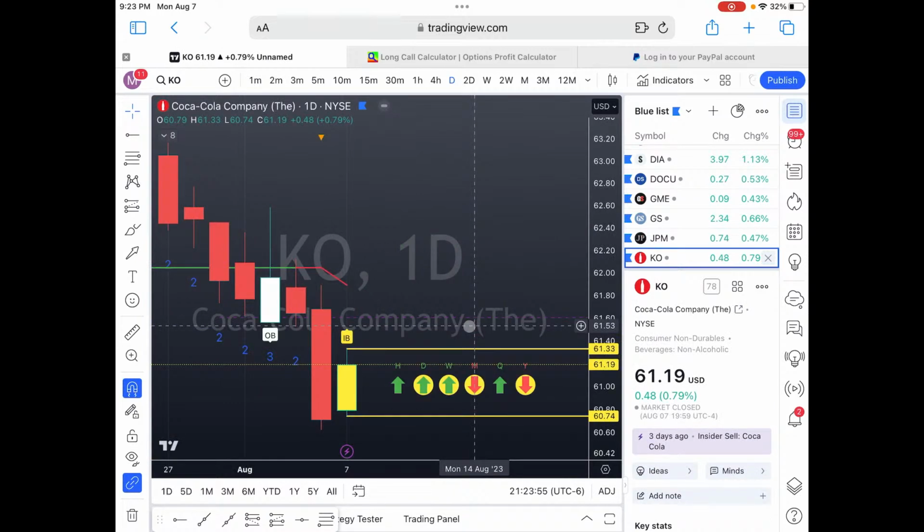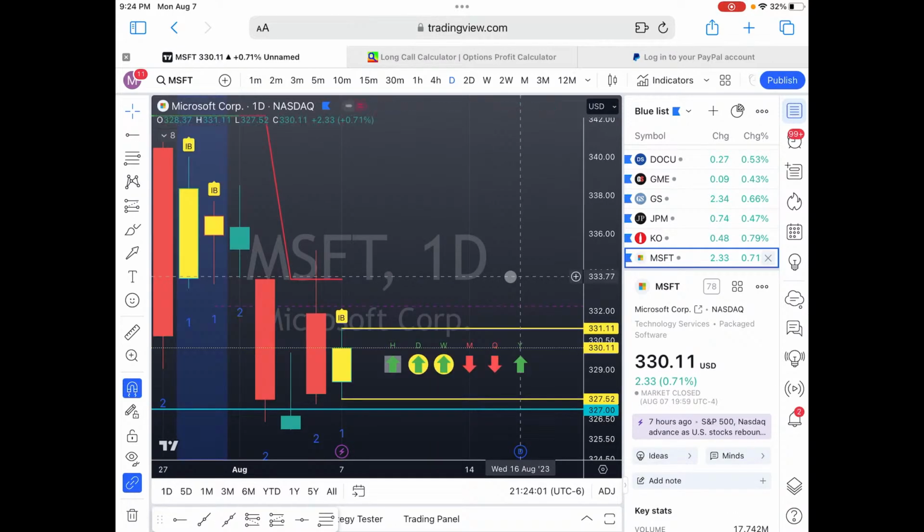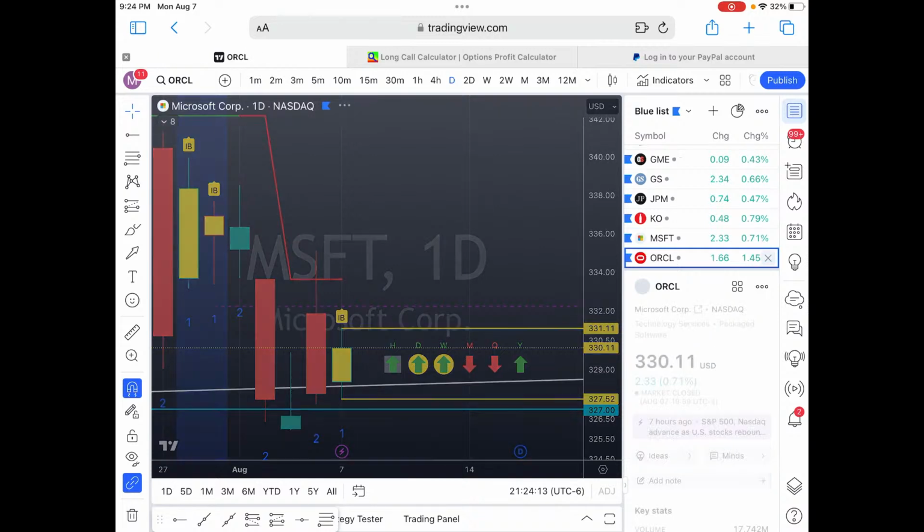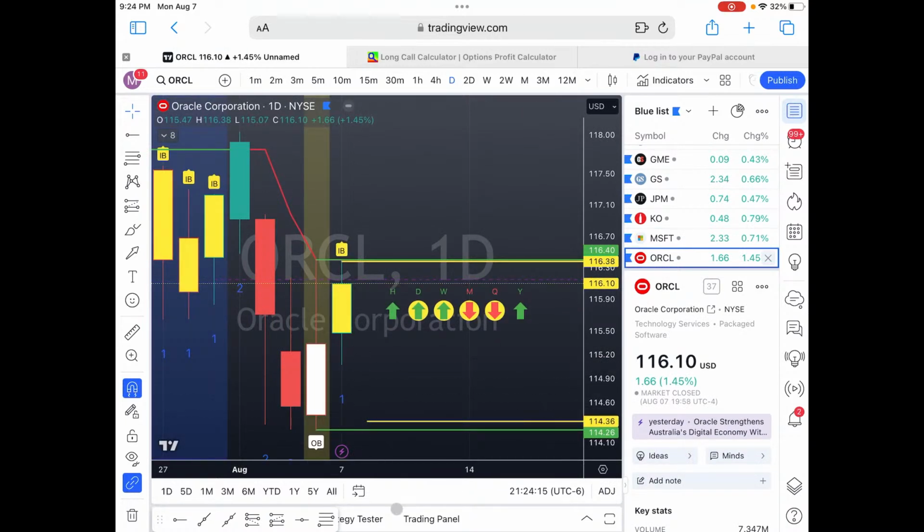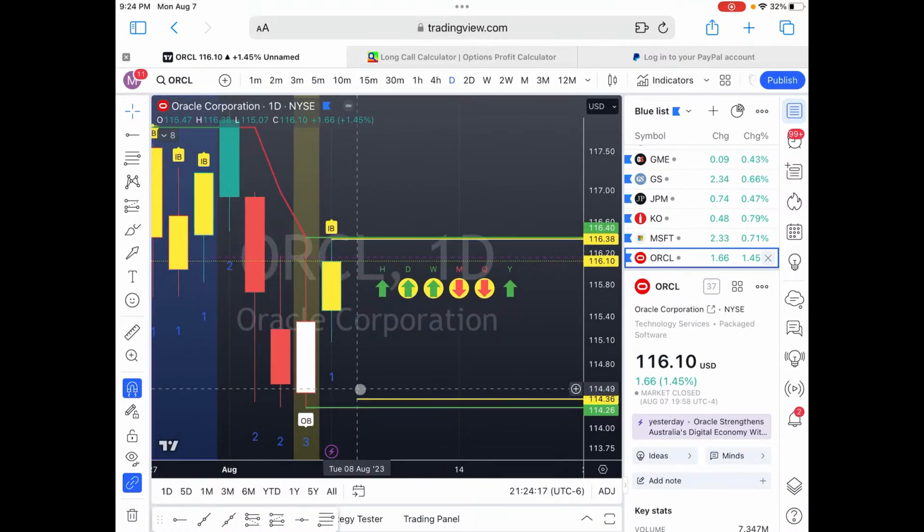We move into Coca-Cola. Inside bar on Coca-Cola, calls at 61.33, puts at 60.74. Inside bar on Microsoft. Rob Smith used to call this Mr. Softy. One of my favorite things that he used to say. Calls at 331.11, puts at 327.52.